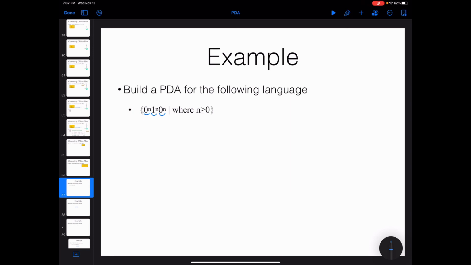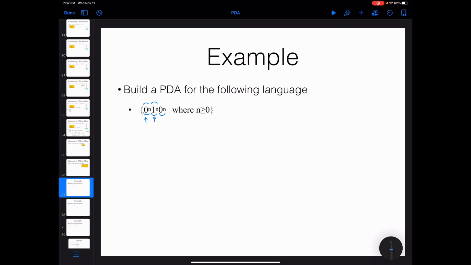To count and make sure that the number of zeros and the number of ones are equal, you can use a stack, right? Remember, for each zero that you read, you can push a token to the stack. Then to make sure that the number of ones is equal to the number of zeros, you can pop all of those tokens from the stack.